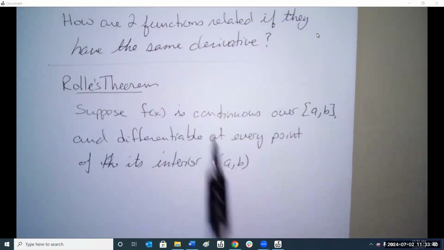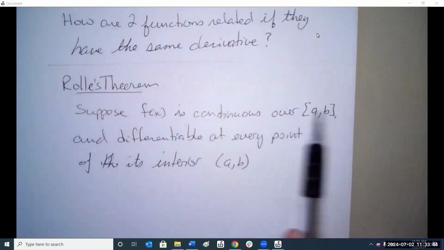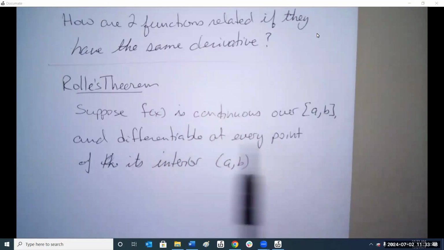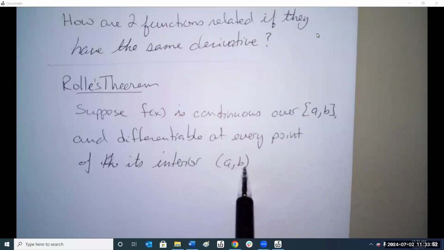Okay, so it's continuous. It means that there's no breaks anywhere in there from the endpoints and every point, and differentiable at every point, meaning the first derivative exists at every point inside the interval. And we can't look at the endpoints because, with respect to the limits, we can only take one-sided limits there.